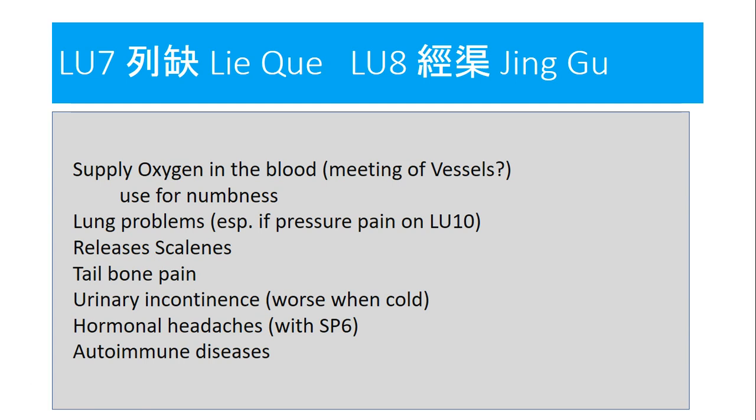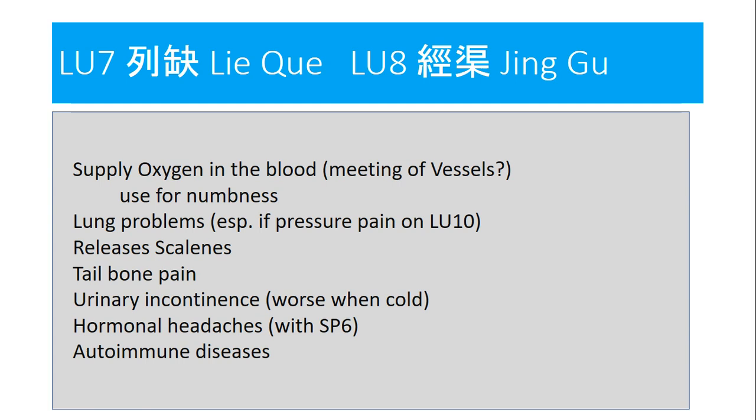I use lung 8 for lung problems, especially when there is lung 10 pressure pain, and at times for autoimmune diseases rather than lung 5, or combined with lung 5, to release the scalenes or to address renmai, either as an idea suggesting the problem may be rooted in overattachment or lack of attachment to mother, or due to tightness along the Ren line in the abdomen.